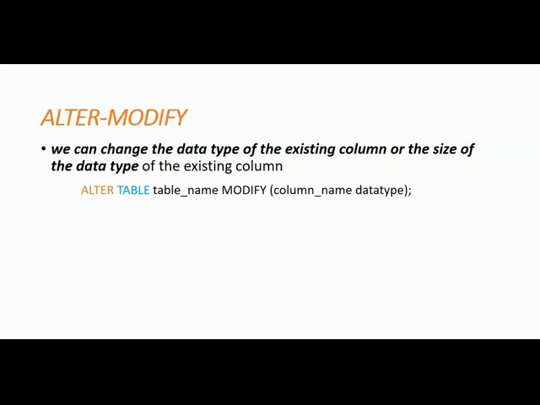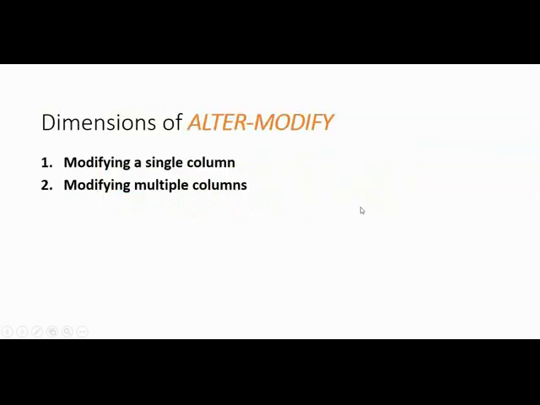Or else, if you want to completely change the data type, that also can be done. How can you do that? This is the general syntax: alter table name, modify column name and data type, column name and data type. So these are the possible dimensions: you can modify a single column at a time or multiple columns at a time. Now we'll see both of them practically.